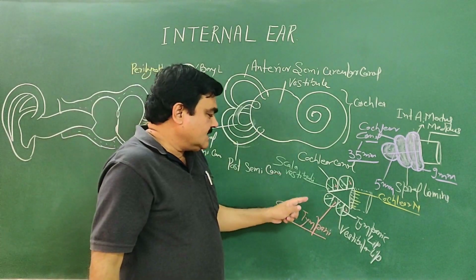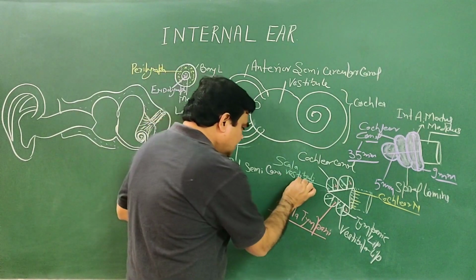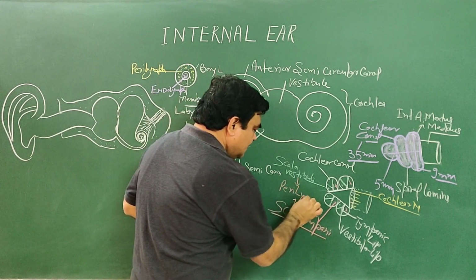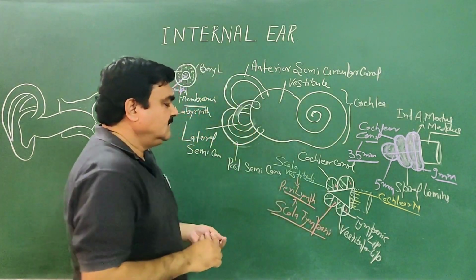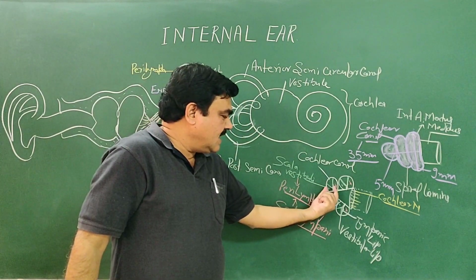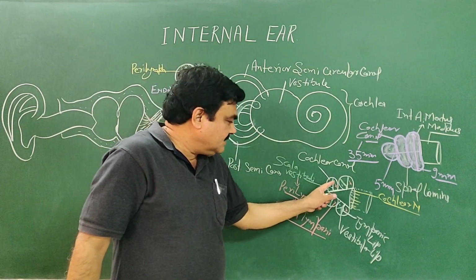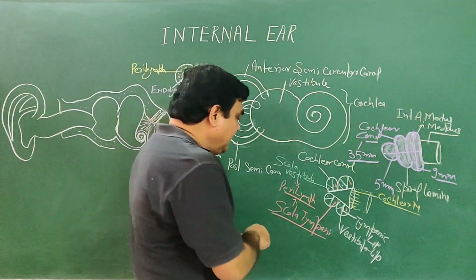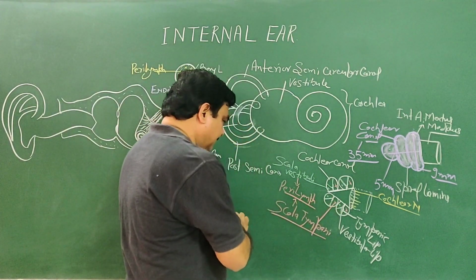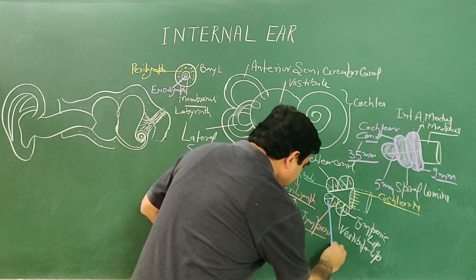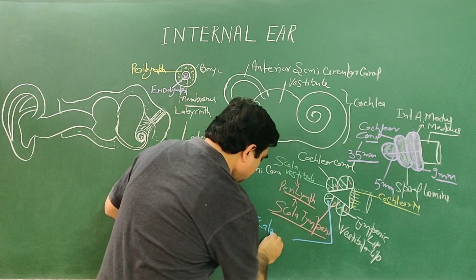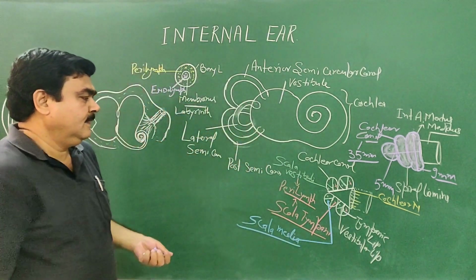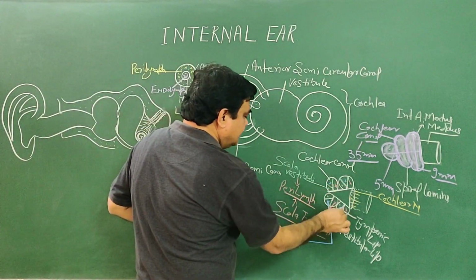The scala vestibuli and scala tympani both contain perilymph. So perilymph is present in both. And in between these two, there is this portion, which is known as scala media.